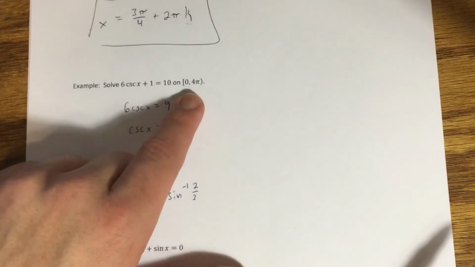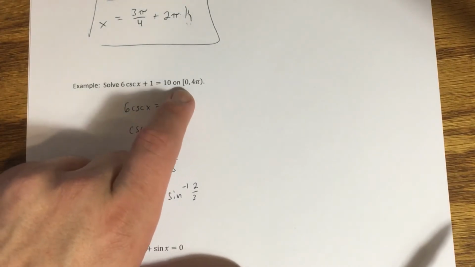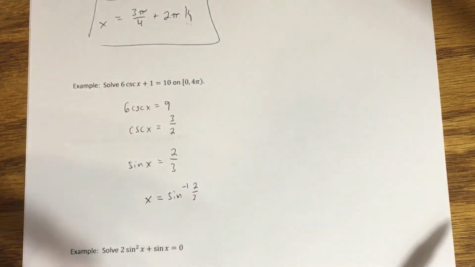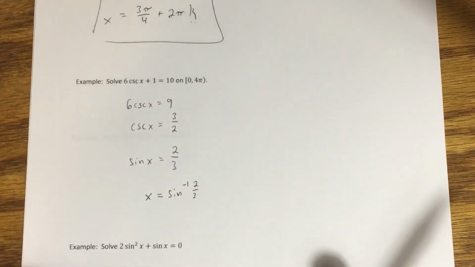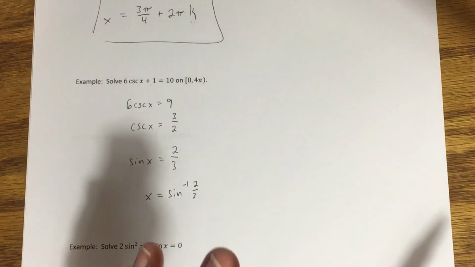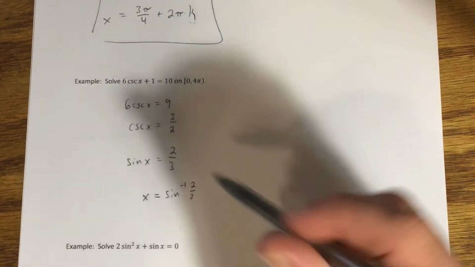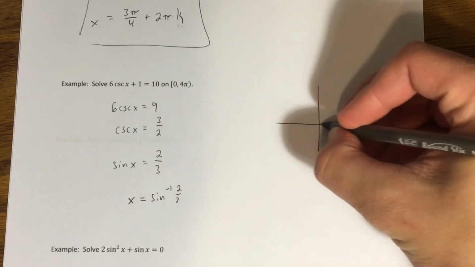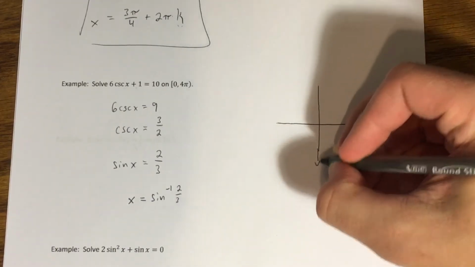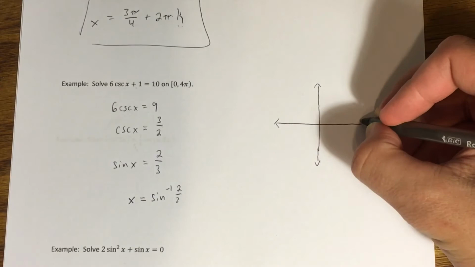Now you may have also noticed the interval that we're solving this on is the interval from 0 to 4 pi. So that means we have to consider 2 revolutions around the unit circle, since that's what 4 pi would be. But we're going to deal with that at the very end. So what I'm going to do is think about my unit circle for a moment. And I'm going to think about my inverse sine function as well. What do I know about the inverse sine?